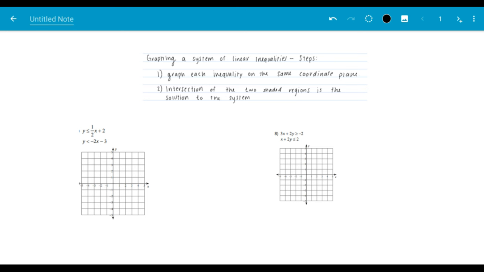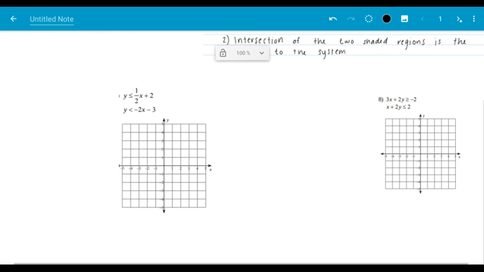So to represent the solutions of a system of linear inequalities, we are going to graph each inequality on the same coordinate plane. And then the solutions are the intersection of the two shaded regions. So let's go to the first one.